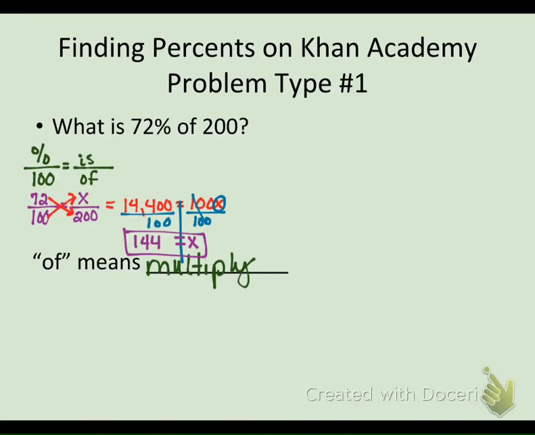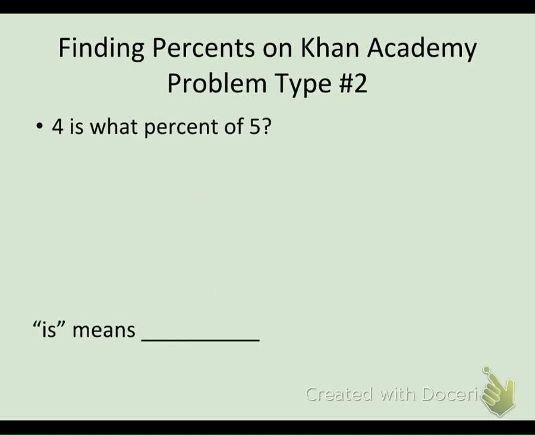Okay, let's look at example problem type number 2. We're going to solve it the exact same way, using the same proportion. Percent always goes over what? 100. And the other part of our proportion is is over of. Now, when you see the word is, what does it mean? Think about it. 3 plus 2 is... So what does is mean? Equals, yeah. So is means equals.